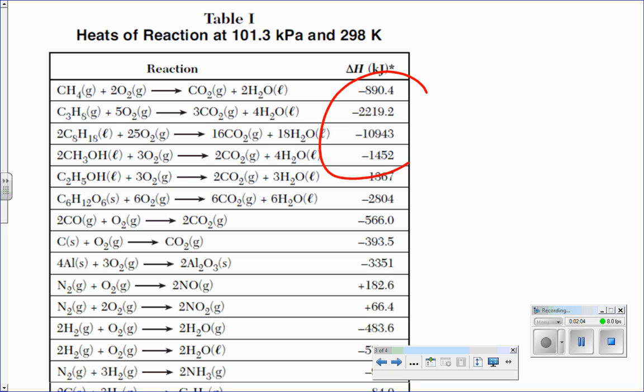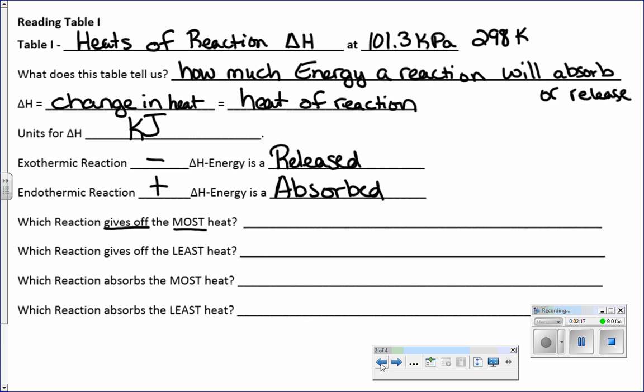We've got some big guys up here. The biggest one of all is right here. And this reaction is the combustion of octane, which is what fuels our vehicles as we drive down the road. So it makes sense that this reaction would give off a lot of energy.